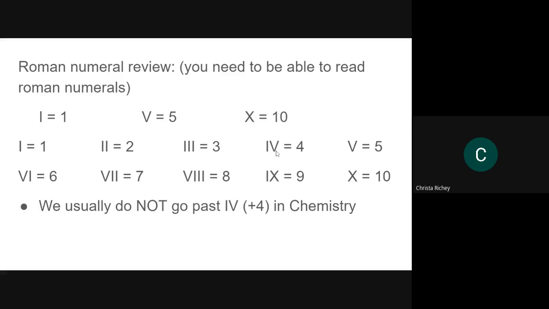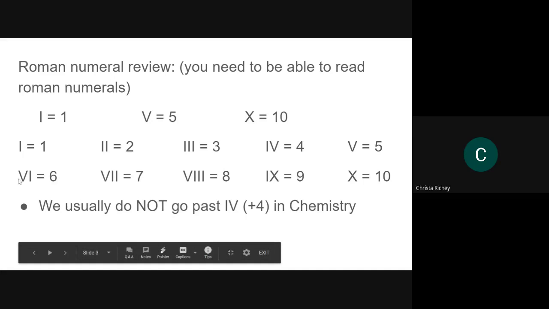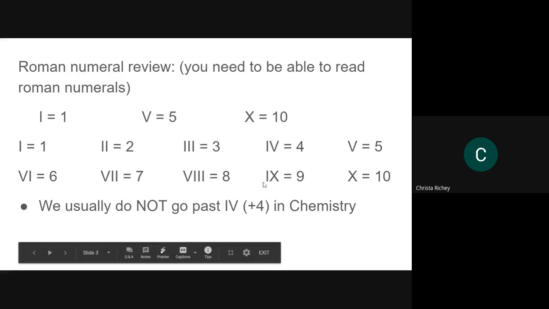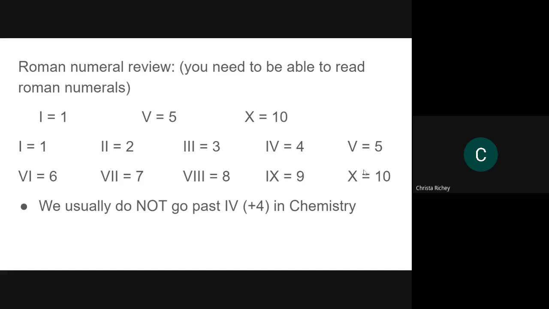This means 1 before 5, which is 4. V is 5. Then if you need to add to 5, it goes after it. So 5 plus 1 is 6. 5 plus 1 plus 1 is 7. There is a 7 somewhere on your homework paper. I want to say it's the manganese because it's the only one I know of that does that. If you were doing 1 before 10, that is IX, which is 9. I've never seen these used in ionic compounds ever. And normally we do not go above 4.